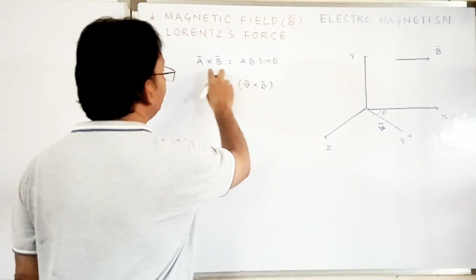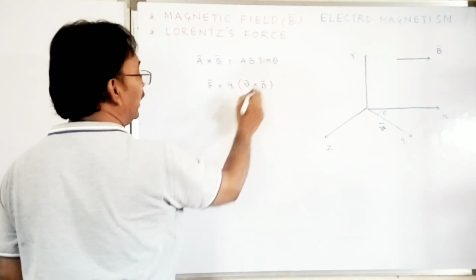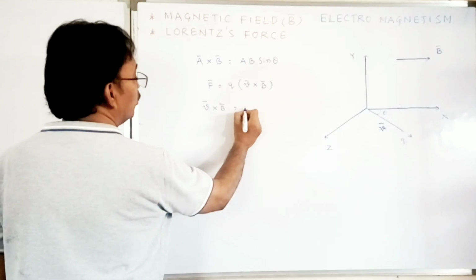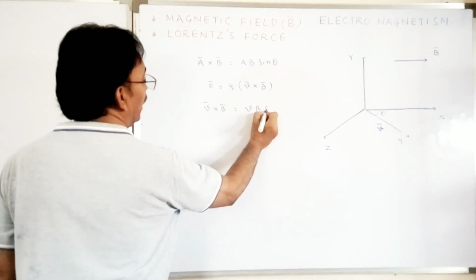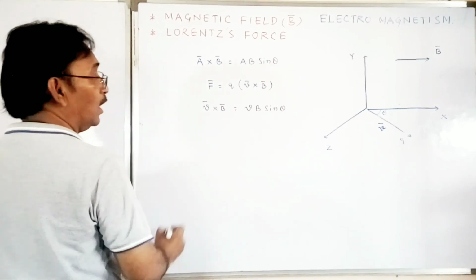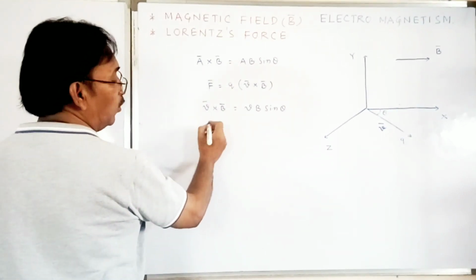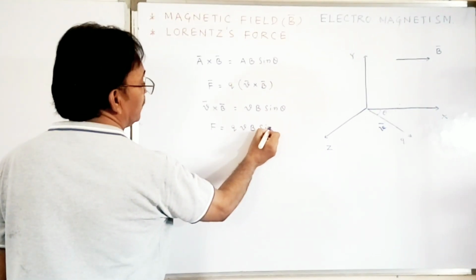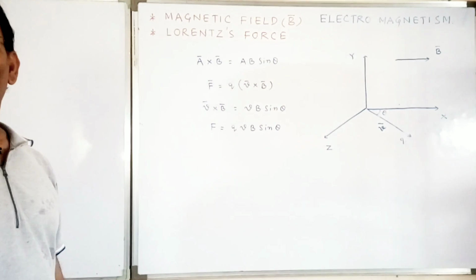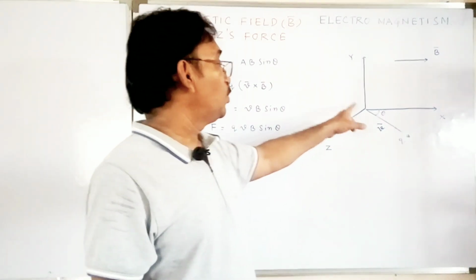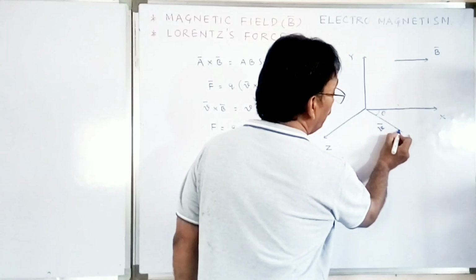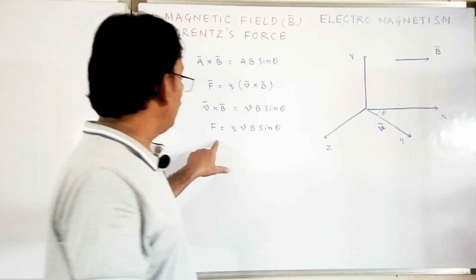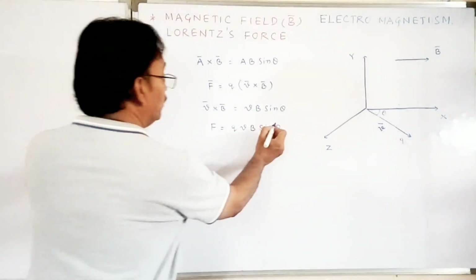We are applying the same here. A bar cross b bar is equal to AB sin theta. Similarly, v bar cross b bar is equal to VB sin theta. That is, the magnitude of the Lorentz force can be written as QVB sin theta. It is the force experienced by a charged particle when it is moving in a uniform magnetic field. That is, F is equal to QVB sin theta.